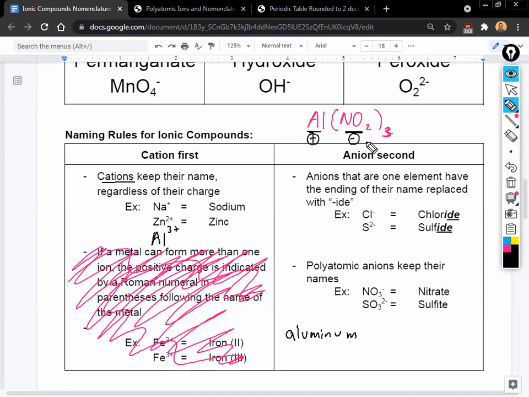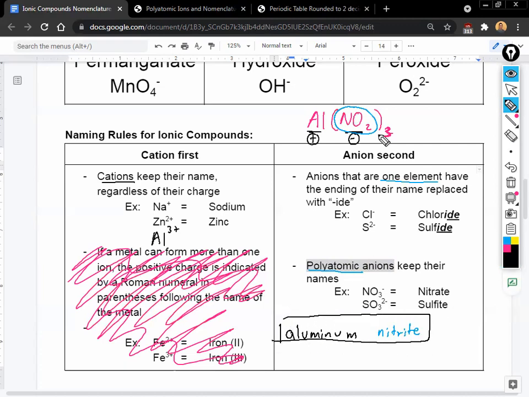Okay, now we have to write the anion. Now we need to figure out, is the anion made out of one element or is it polyatomic? So if we look at NO2, is this made out of one element or is it polyatomic? It's polyatomic, right? Because we found it on that chart. And so if you go to the rules, polyatomic anions just keep their name. So what was the name of NO2? Nitrite, yeah. So we just write nitrite. And there you go. That's how you write the name of these ionic compounds. So this chemical that we did for the warm-up is aluminum nitrite. Really easy.